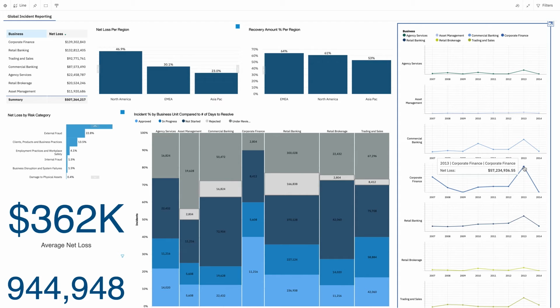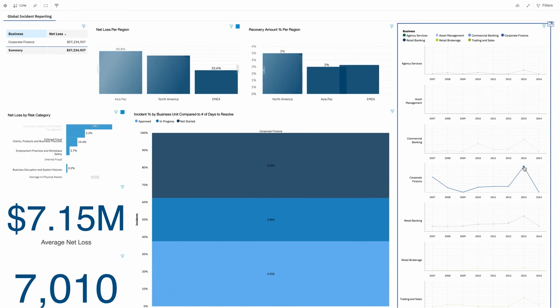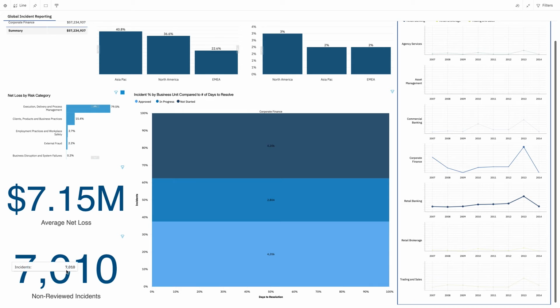Hovering over that marker, you can see that there was a net loss of about $57 million that year, which is about 10 to 11% of the total net loss across all business units for the entire 7-year span. Analyzing the data further, as you can see down here, there are about 7,000 non-reviewed incidents in the year 2013, which means that there is still much for this company to assess and learn to ensure they build confidence to avoid repeat mistakes. The final way to determine some next logical steps would be to use the Marimekko chart here.